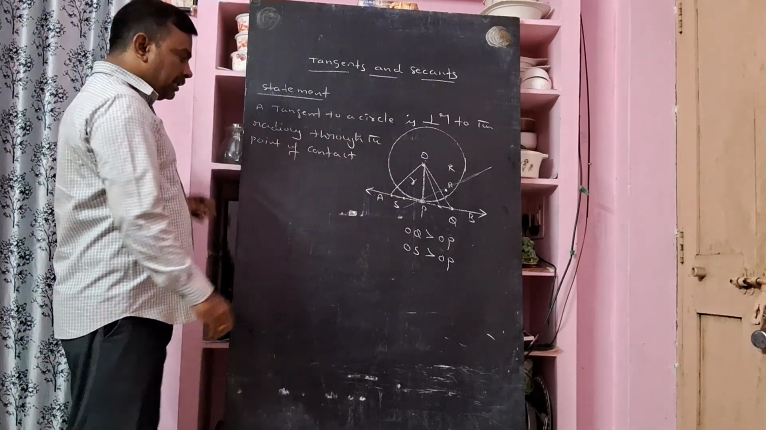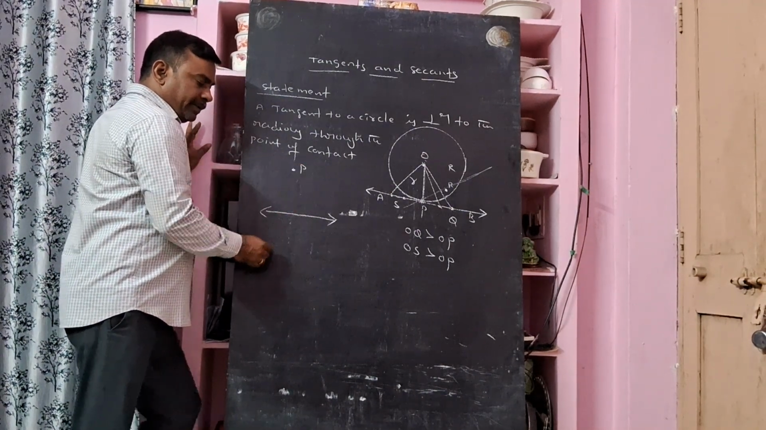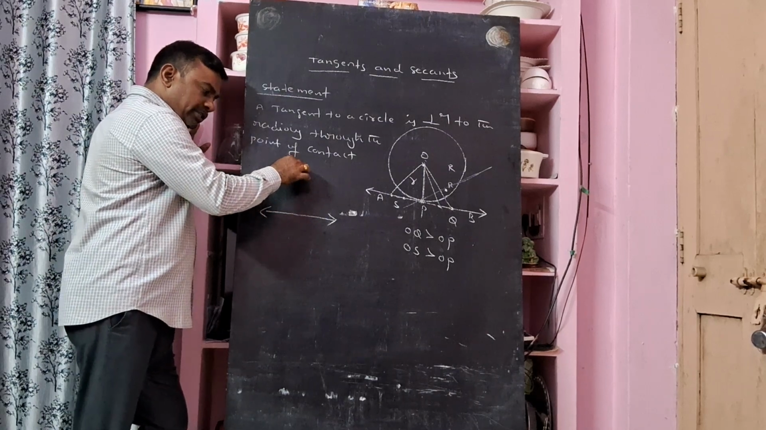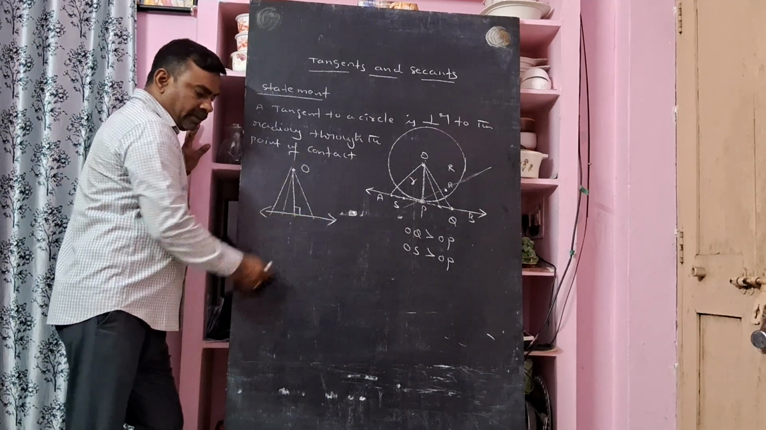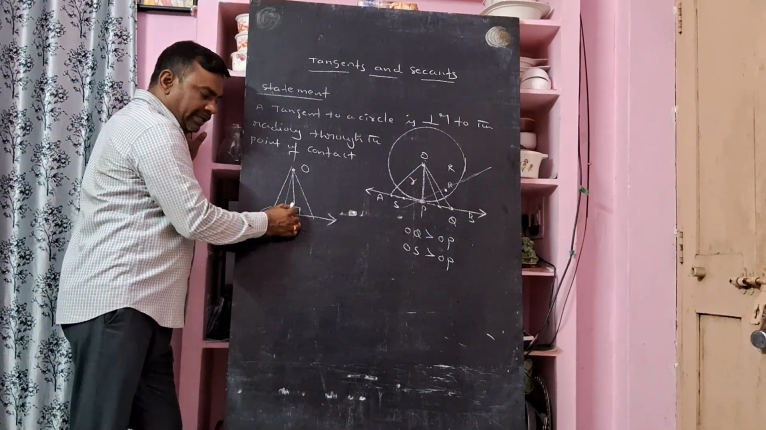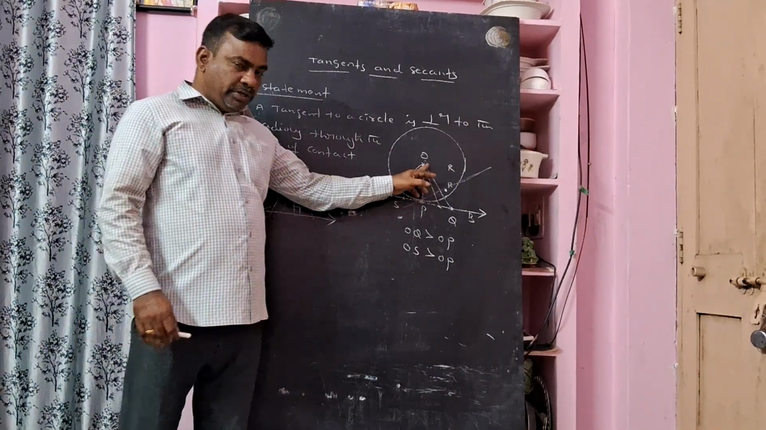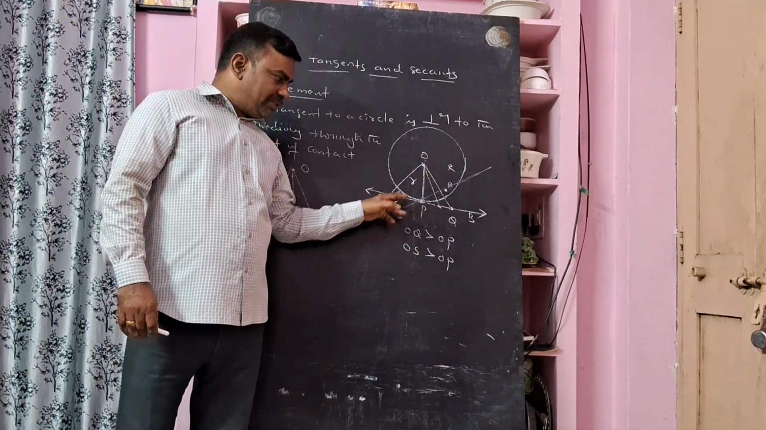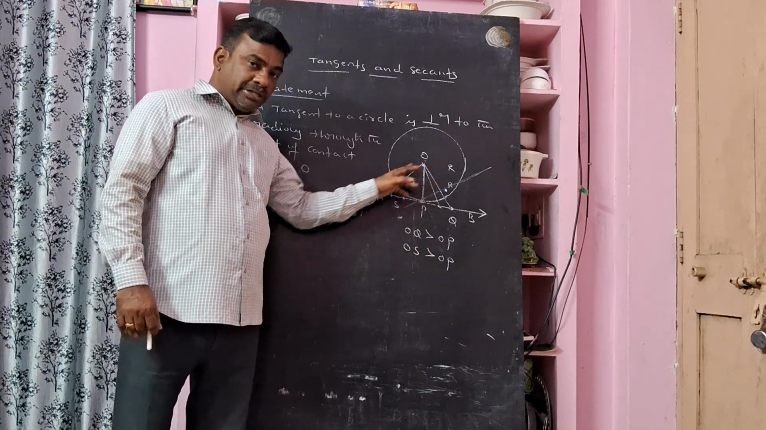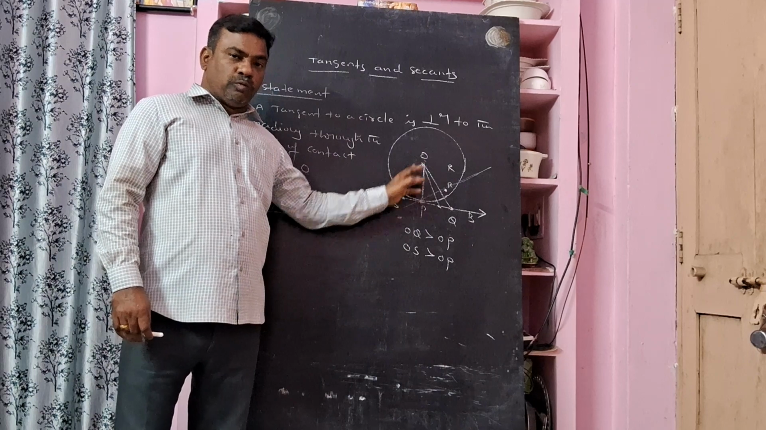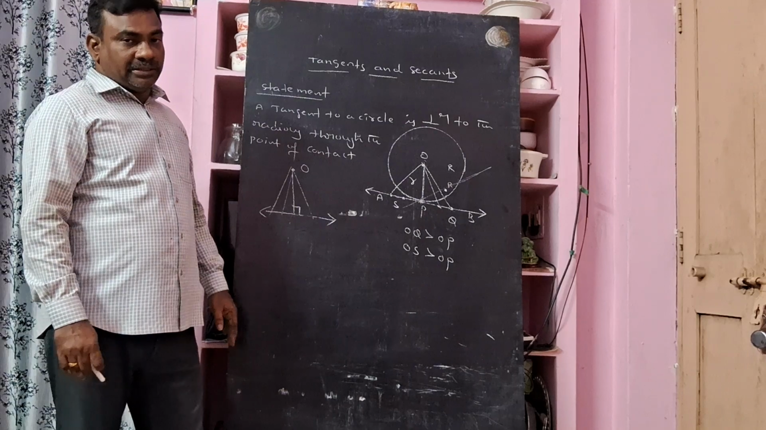Understood? For example, this is the line, P is the point, and suppose O is the point. The shortest length from O to that line is perpendicular. Consider any line from O to the tangent. If you take any point other than P, the distance from the center to that point is always greater than OP. That means OP is the shortest length.